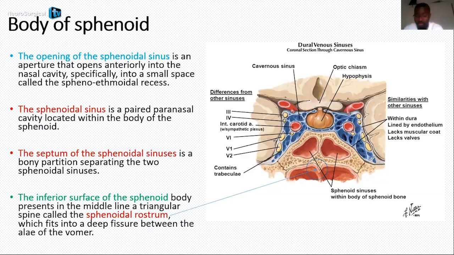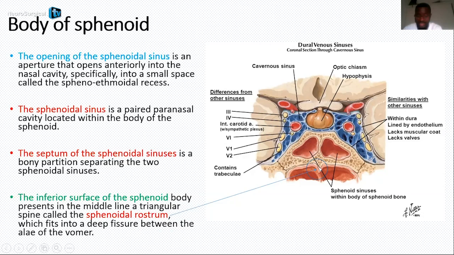The sphenoidal sinus is a pair of paranasal cavities located within the body of the sphenoid. The septum of the sphenoidal sinus, like I said, is here. It is a bony partition separating these two sphenoid sinuses.